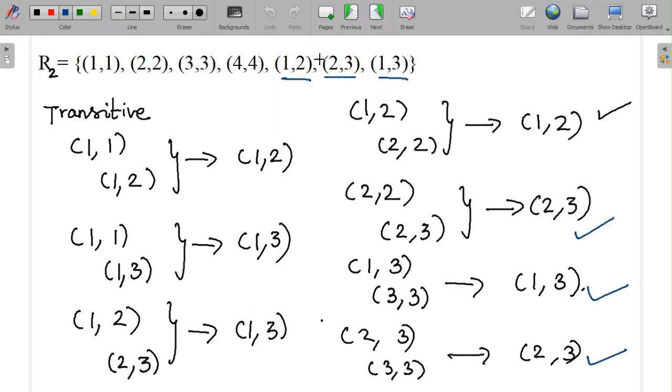Moving further, 1 2 and 2 2 should mean that 1 2 is present. That's there. 1 3 and 3 3 should mean that 1 3 is present, which is also noted. 2 2 and 2 3 should mean that 2 3 is present. That's there. 2 3 and 3 3 should mean that 2 3 is again present, which is also happening.